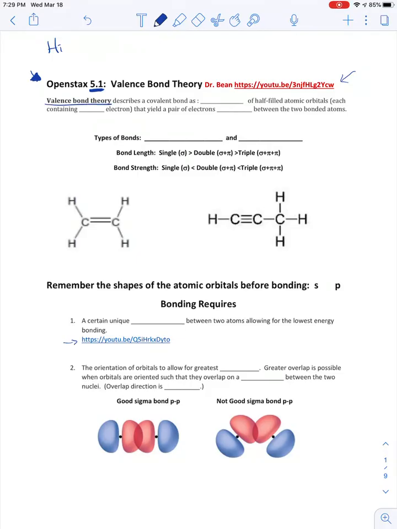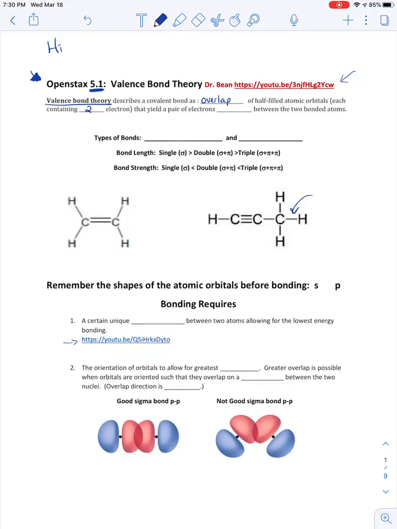So we have this thing called valence bond theory. This is one of those things where you have a theory and then they keep upgrading it as the years go by. Valence bond theory describes a covalent bond as the overlap of half-filled atomic orbitals. The key word here is overlap. I've got a picture to show you in a second. Half-filled atomic orbitals, each containing 2 electrons.